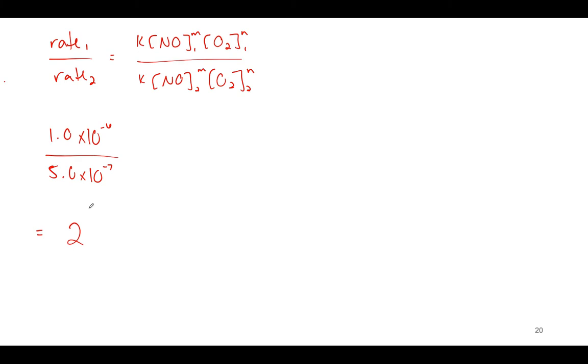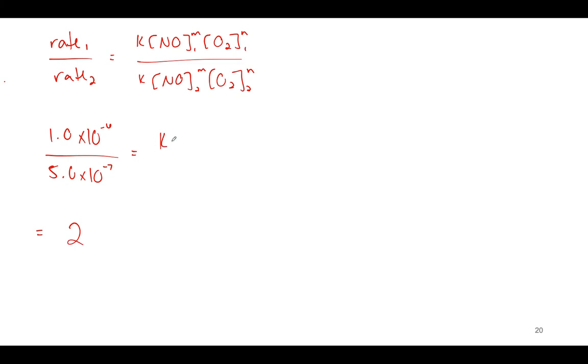So it looks like between trials 1 and 2, the rate of our reaction halved itself. So 1 divided by half is equal to 2. We can conclude that the rate of the reaction cut itself in half because of how we changed the concentration of our oxygen.